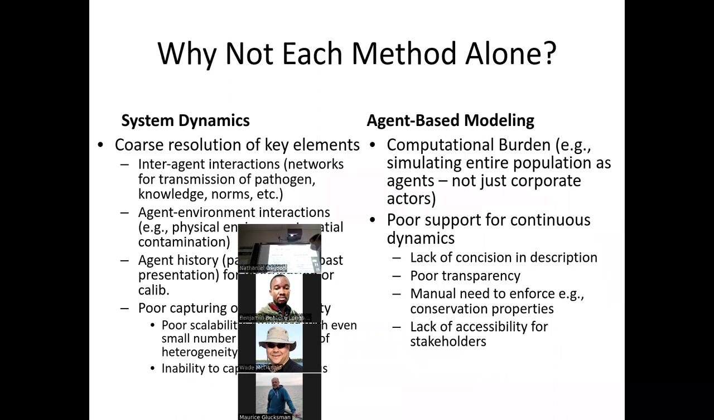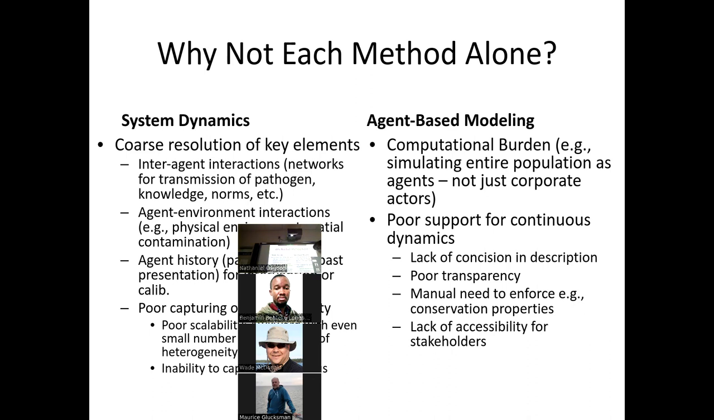So why not use each method alone? Well, you can. In system dynamics, as we said earlier, compartmental stock and flow modeling is kind of coarse. It doesn't capture things like networks, and it's not great at geographic or less structured, irregularly structured spaces. Agent-agent interactions can't be captured as well, nor aspects of agent history. And it's not very good at capturing heterogeneity, which is often of strong interest in certain health economics models.